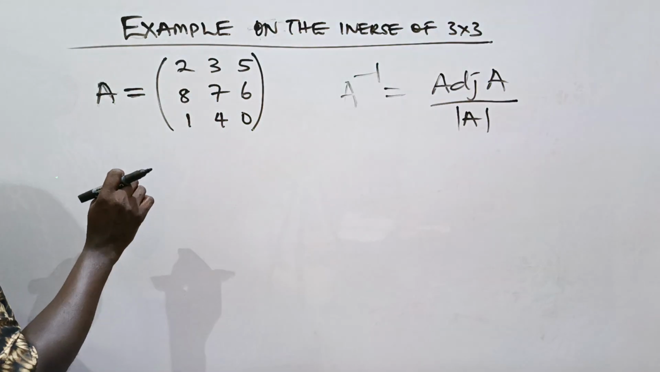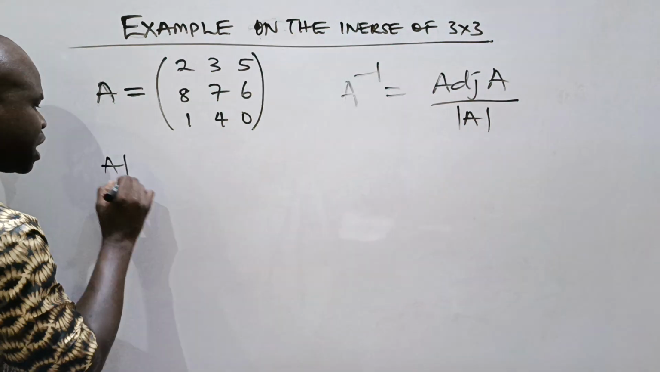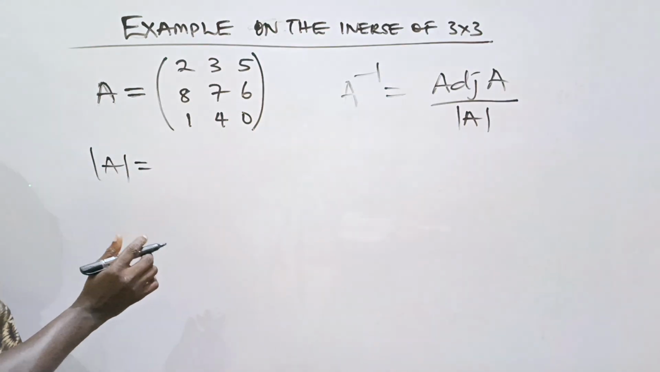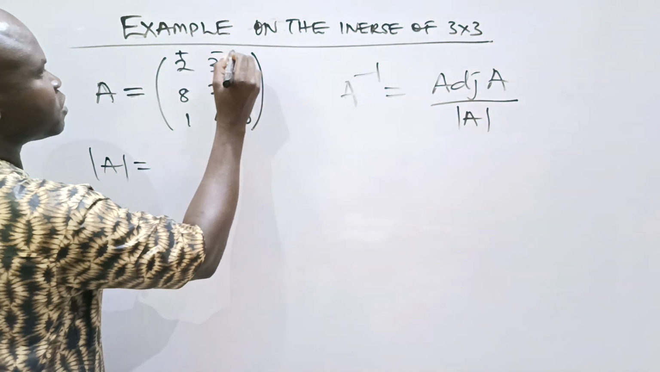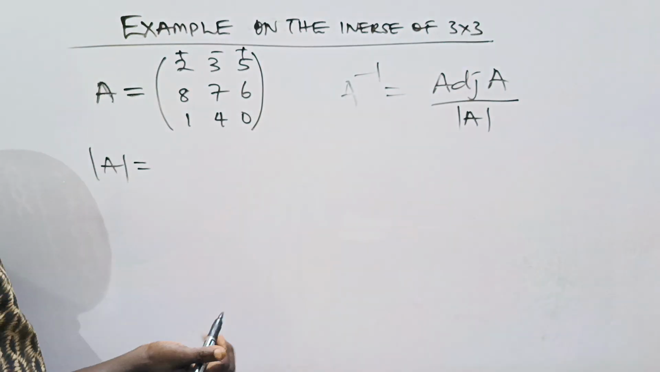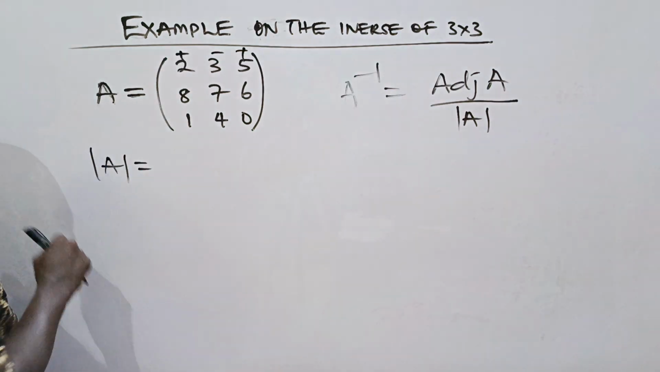So the first thing that is required here is to find the determinant. So we'll go ahead and find the determinant of this matrix before we can do any other thing. If we want to find the determinant of this matrix, we can use the normal method, plus, minus, plus, or we use Sarrus' rule. You can check my previous video on how to find the determinant of a matrix.